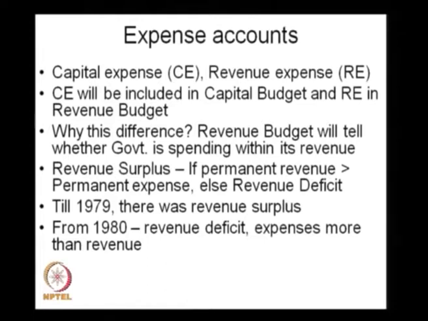Now, if you look at the expense accounts, there are two categories to it, the capital expense and the revenue expense. Capital expense will be included in the capital budget and the revenue expense would be included in the revenue budget, and we need to distinctly differentiate between them, because when we were handling accounting, I had explained the difference between a capital expense and a revenue expense. A capital expense is one that results in creation of assets, whereas a revenue expense is as good as an annual recurring expense.